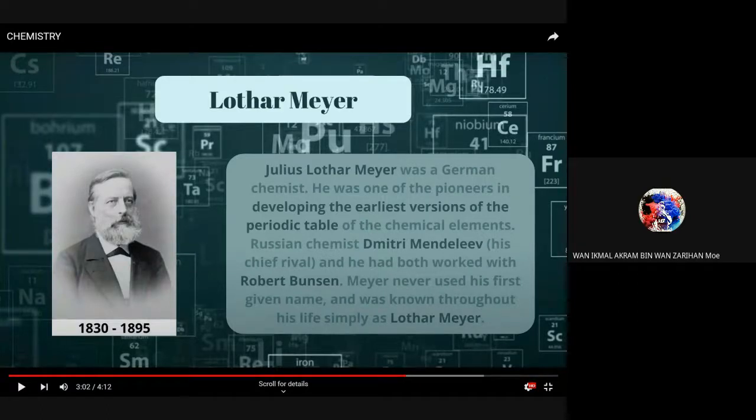Lothar Meyer. Julius Lothar Meyer was a German chemist. He was one of the pioneers in developing the earliest version of the periodic table of the chemical elements. Russian chemist Dmitri Mendeleev, his chief rival, and he had both worked with Robert Bunsen. Meyer never used his first given name and was known throughout his life simply as Lothar Meyer.